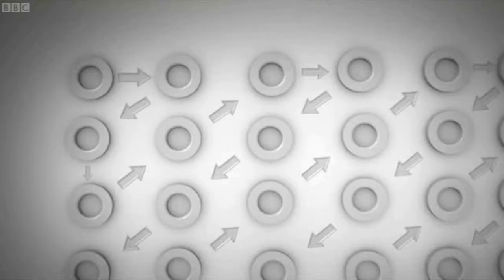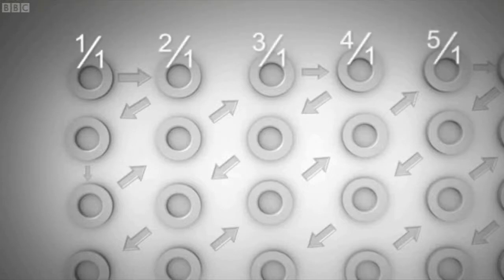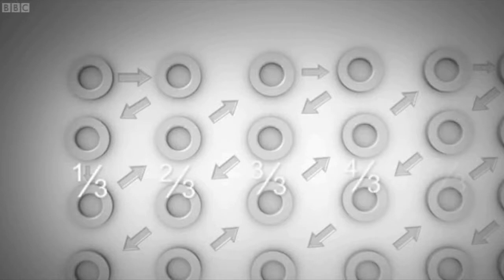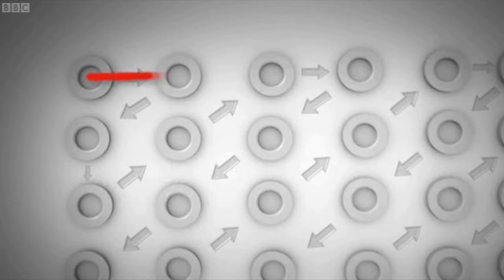He started by arranging all the fractions in an infinite grid. The first row contained the whole numbers, fractions with 1 on the bottom. In the second row came the halves, fractions with 2 on the bottom, and so on. Every fraction appears somewhere in this grid. Where's 2/3? Second column, third row.